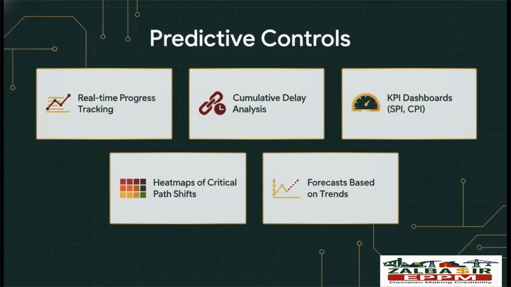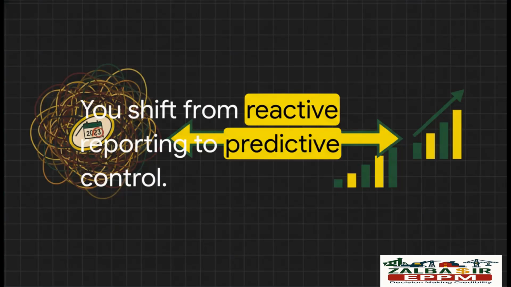You're not just seeing where you are anymore. You're starting to see where you're going. And this, right here, is the ultimate benefit. This is the core transformation. You stop just tracking what already happened in a static report, and you start using your data to forecast risks, to validate performance trends, and to spot those warning signs early. You move from being reactive to having predictive control.